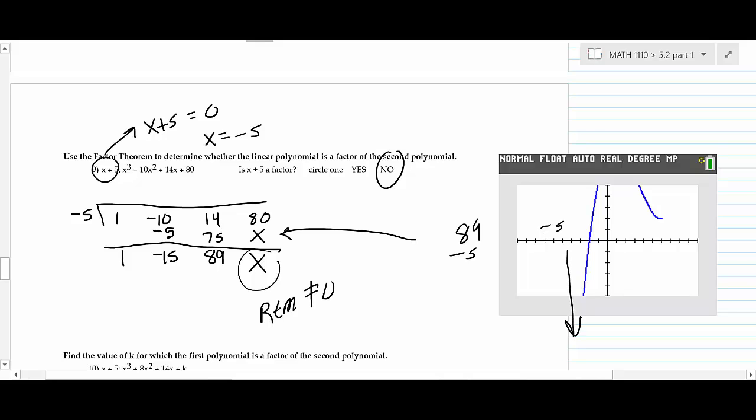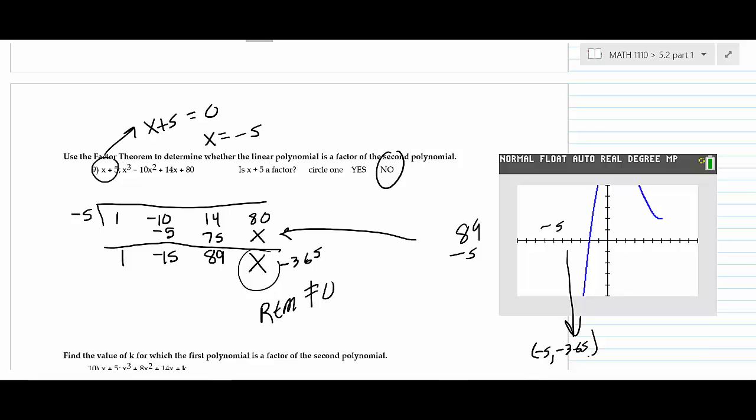Did anybody do that with their calculator? I saw some of you pressing buttons on your calculator. Anybody get the remainder? -365. I figured somebody did. So actually, what you would have is a point -5, -365. The point of the problem, though, is it's not a factor. So that's the idea. All right, any questions?